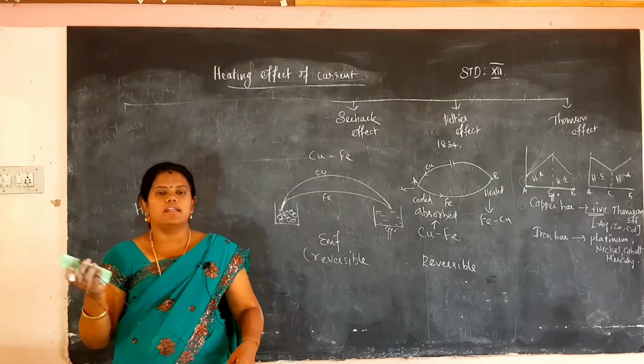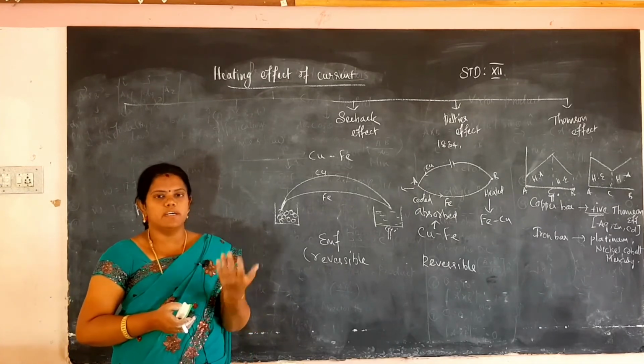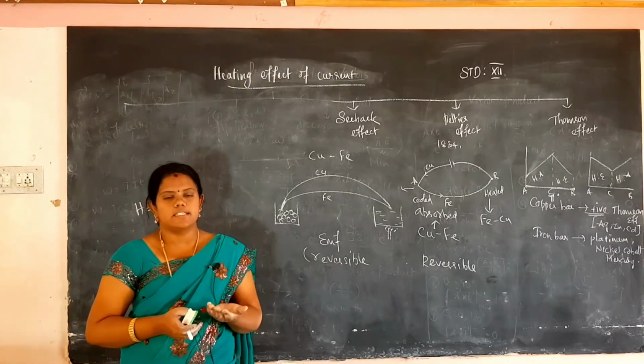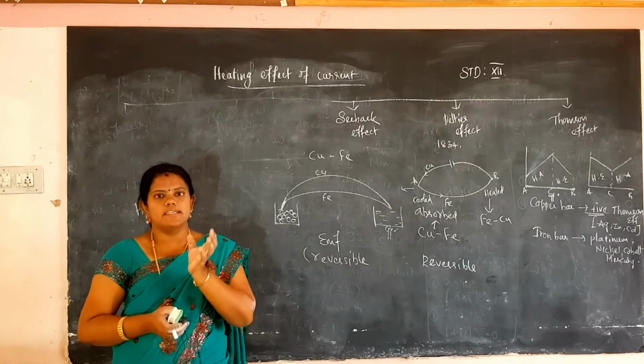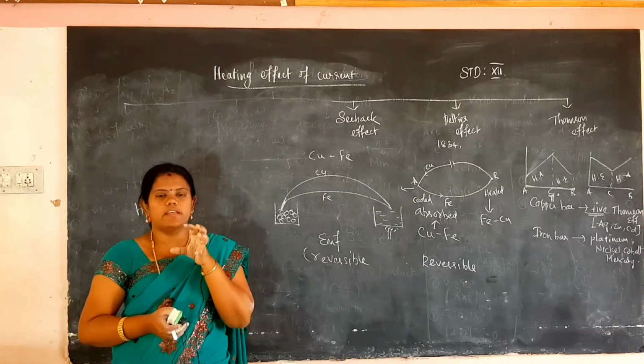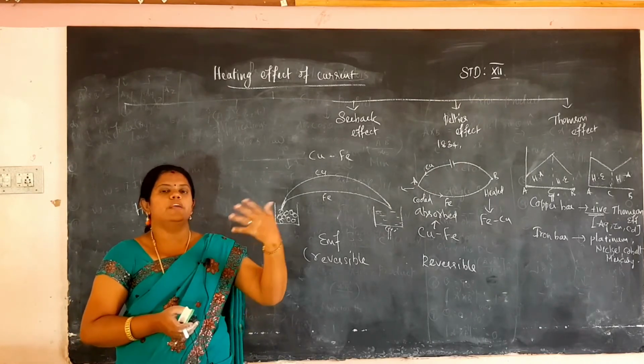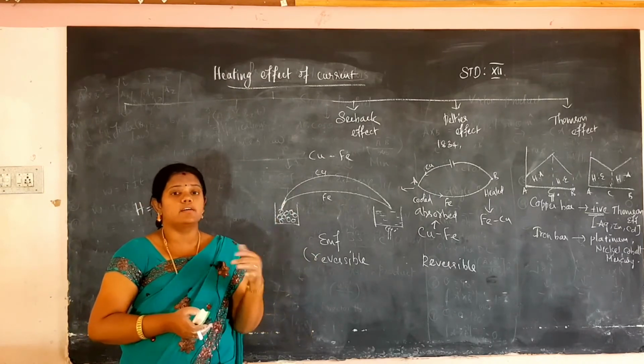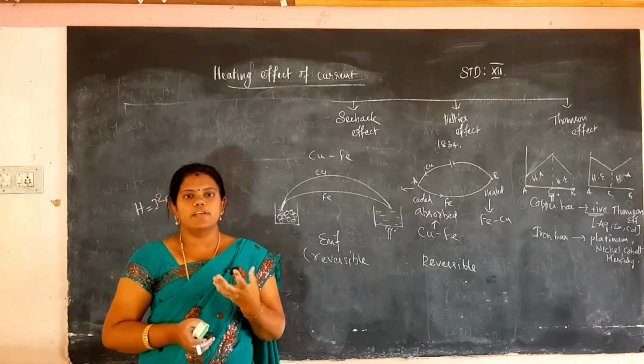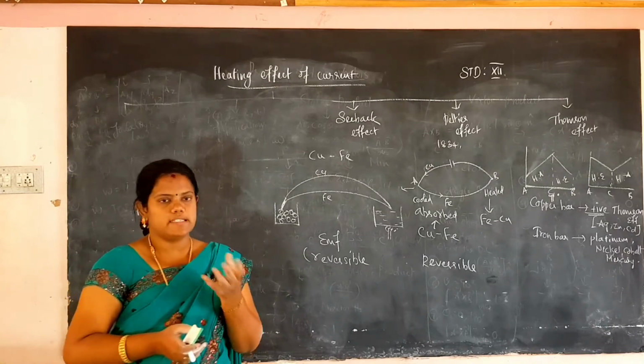Then the last one is the electric lamp. The lamp has a tungsten filament. When tungsten is heated, it gives light. The current passing through the tungsten creates heat energy, and it creates the glow. Tungsten has a melting point of 3380 degrees Celsius.